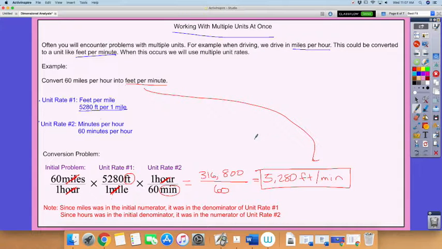So when we're working with multiple units, it's not really harder, it's just a little bit longer. So we'll start with the initial problem, we'll write what our 2 unit rates are, and then you have to decide how am I going to write it. So for us, since miles was in the initial numerator, that's why we put it in the denominator of unit rate 1. And then since hours was in the initial denominator, that's why we put it in the numerator of unit rate number 2. So I'm only going to torture you with one more problem just to make sure you're good for the assignment and the quiz on this section.